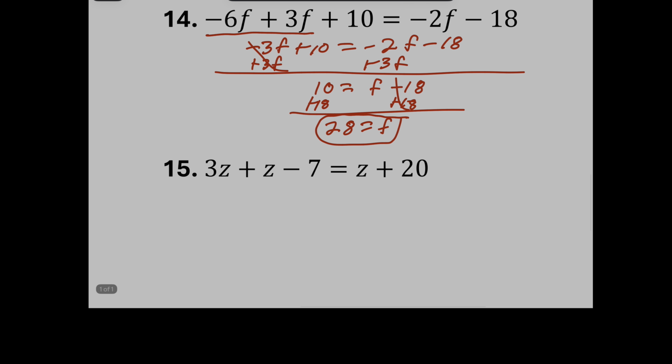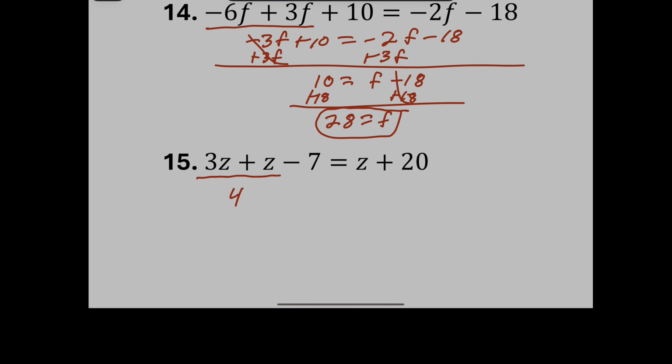Okay? Number 15. Oh, look, I have some z's I can combine. Let's hope there's no 2's in here because they might look the same. Okay, 4z. Remember, that's a 1z. Okay? Minus 7. Oh, it already looks like 42. Okay, that's the best I can do. Equals z, not 2, plus 20.